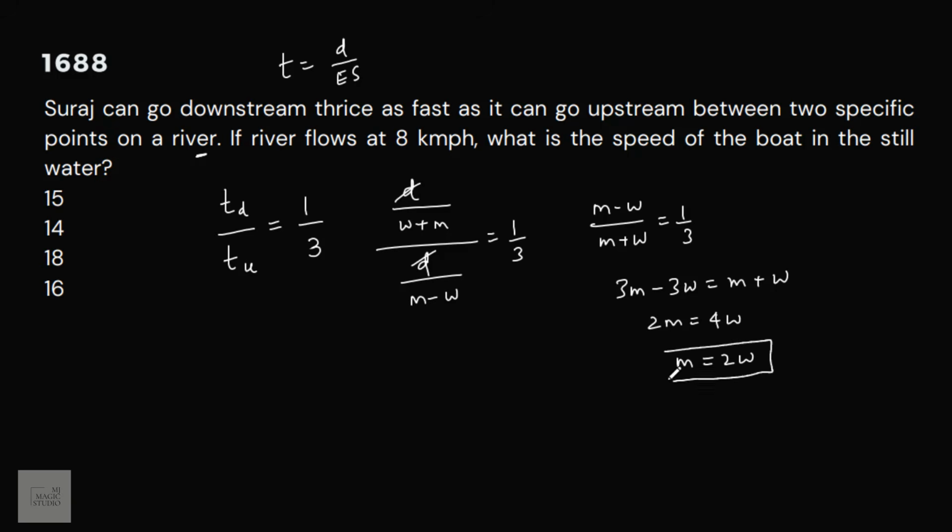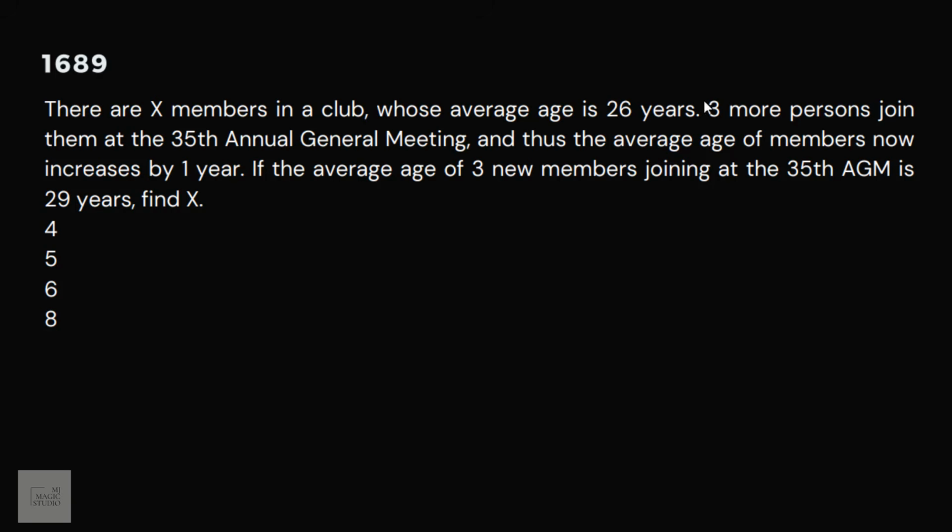This is what we have got. If the river flows at 8 km per hour, that means w is 8. What is the speed of the boat in still water, that is m? M is 2 into 8, that is 16 km per hour, and that is option D. D is the answer.